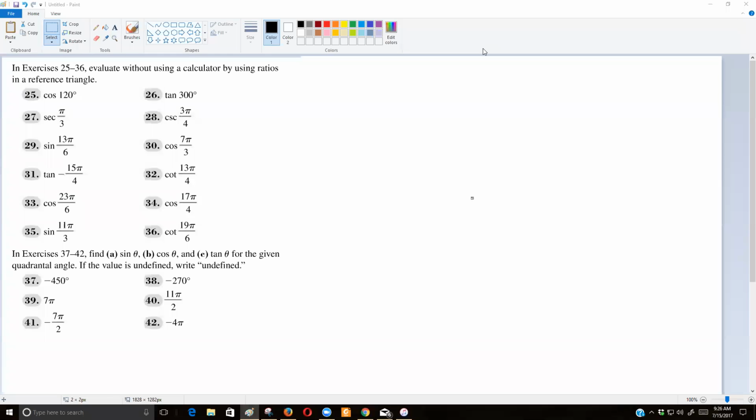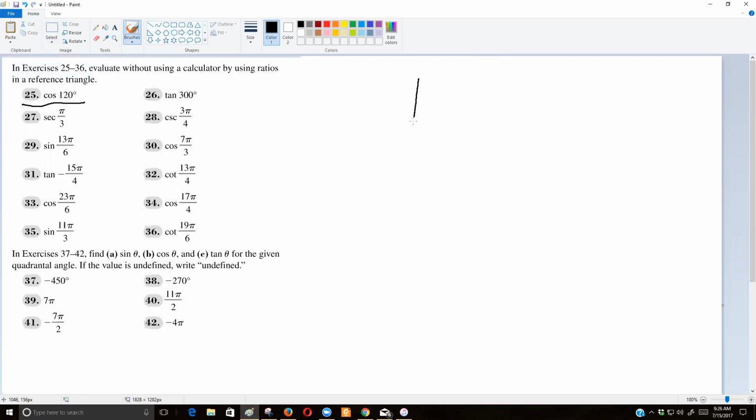Okay, so here's some problems from the textbook about this, and while it's not exactly like the question on the test, it's the same on that homework quiz. It's the same idea. Okay, so they're asking me to evaluate the cosine of 120 degrees.